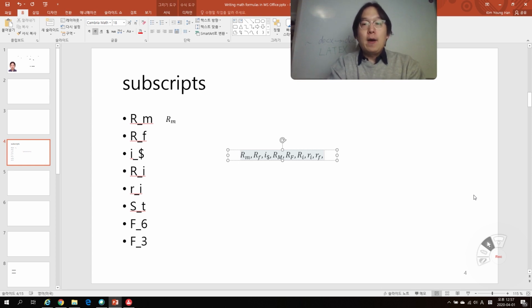Now, big S sub T. All right, it looks like this. And then F sub 6. Sometimes in an advanced finance class like international finance, you will use forward rates, like 6 months forward. Forward F, 6 months, 3 months forward, is like this. Okay, it works like this. Good. So that's how you do it.